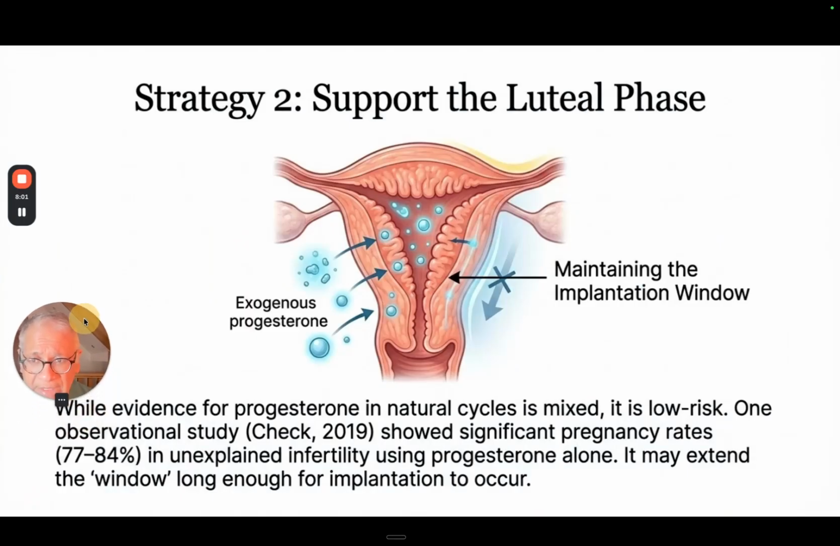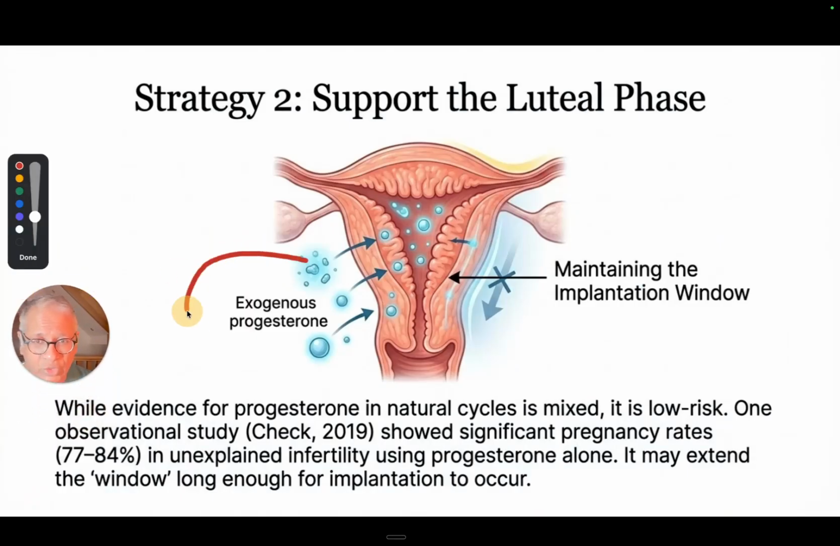Strategy 2, support the luteal phase. How? Give exogenous progesterone, maintaining the implantation window. The evidence for progesterone is mixed. It is low risk, doesn't cause any harm. One observational study shows significant pregnancy rates in unexplained infertility using progesterone alone. This may extend the window long enough for implantation to occur.